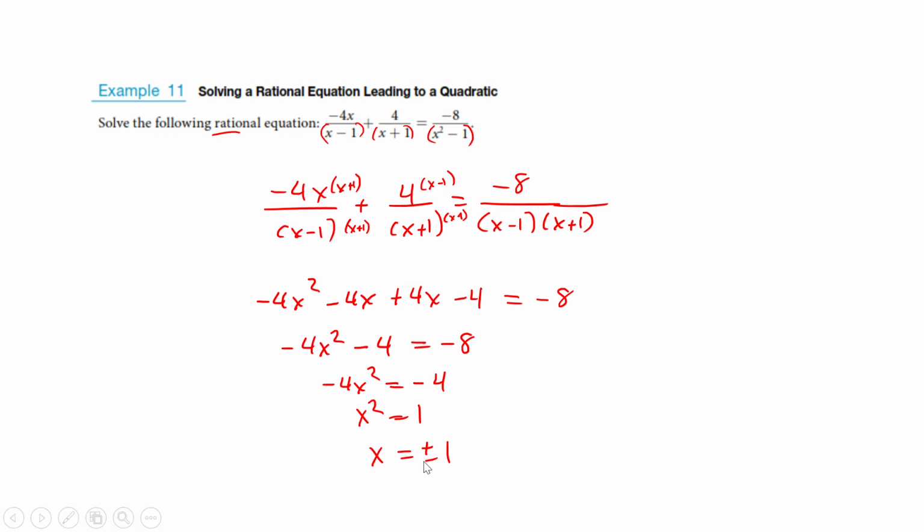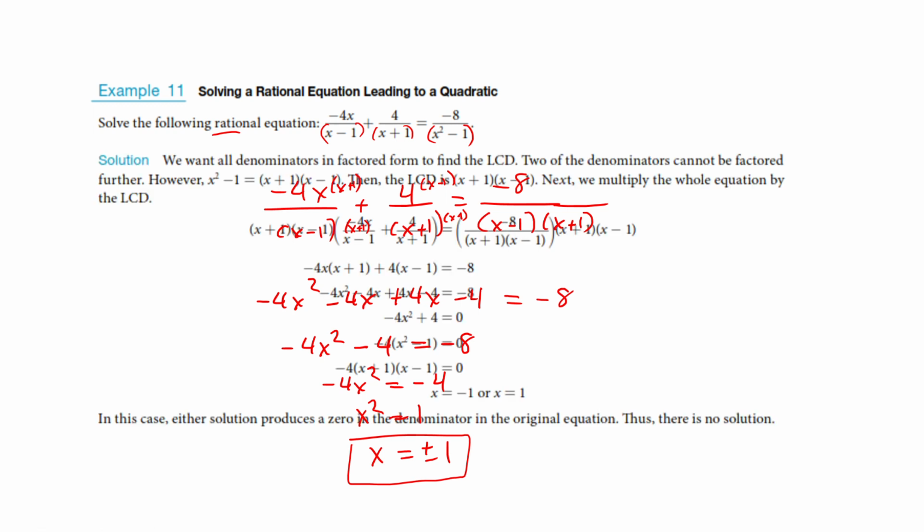Now here's the problem with this. The only two solutions that I have are restricted values. Do you remember how we would look back and say, hey, what values would create a 0 in the denominator and blow up the math universe? Well, the numbers are 1 and negative 1, and those are my only solutions. So even though I got these answers, they are not acceptable, and there's actually no solution to this problem.